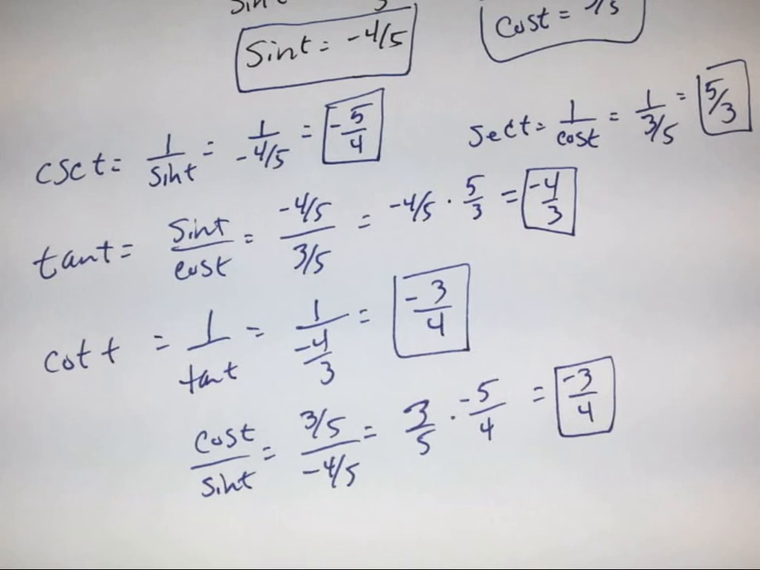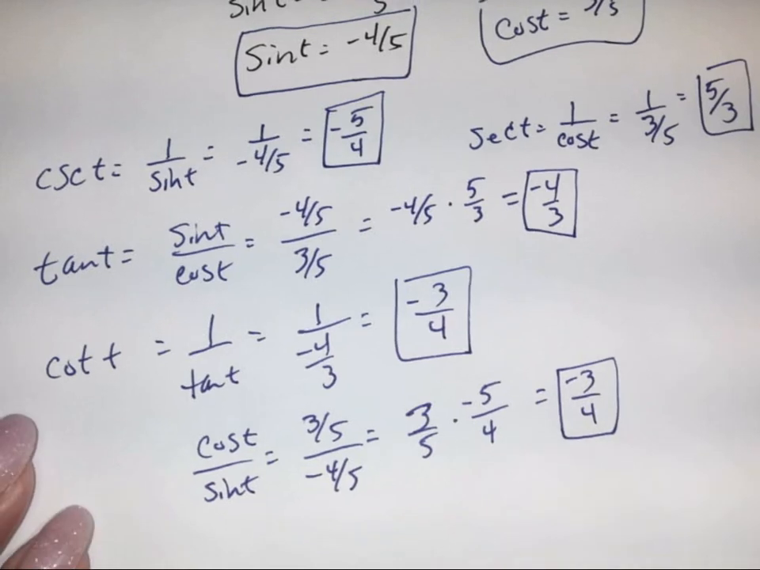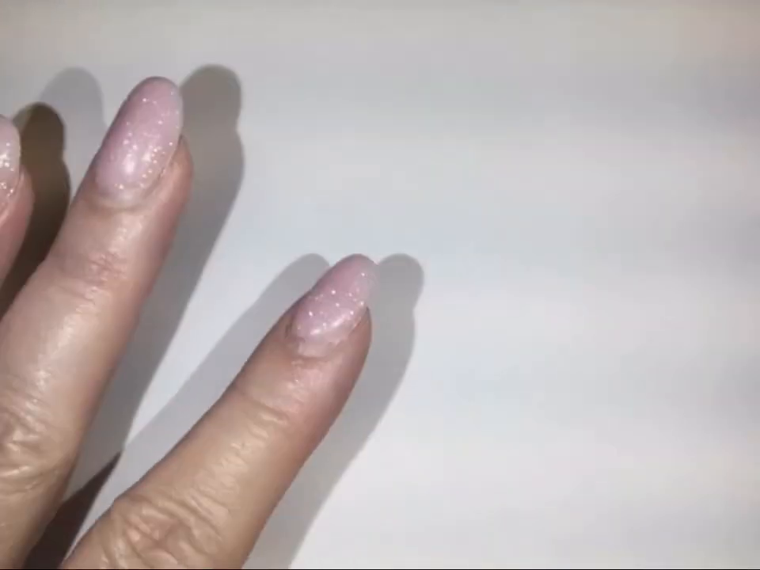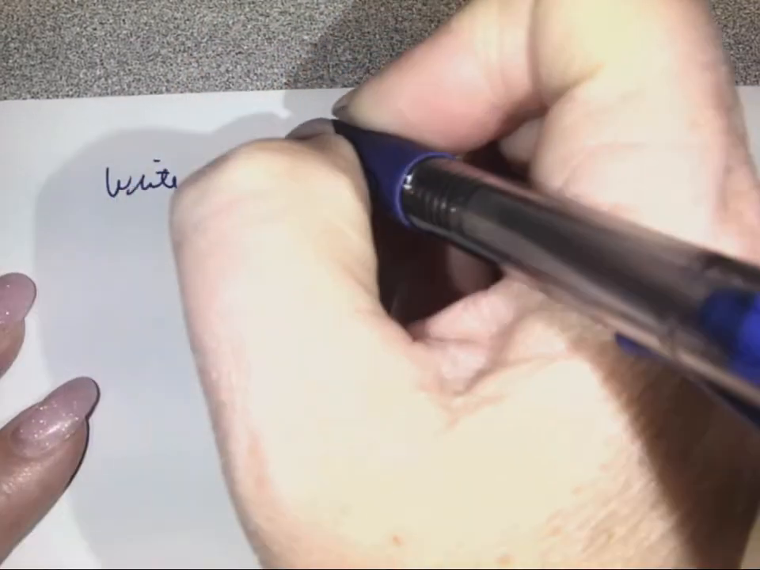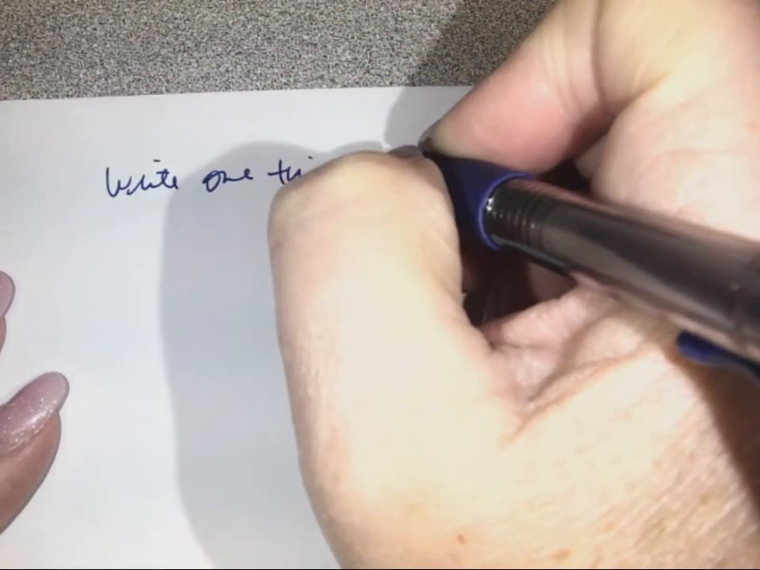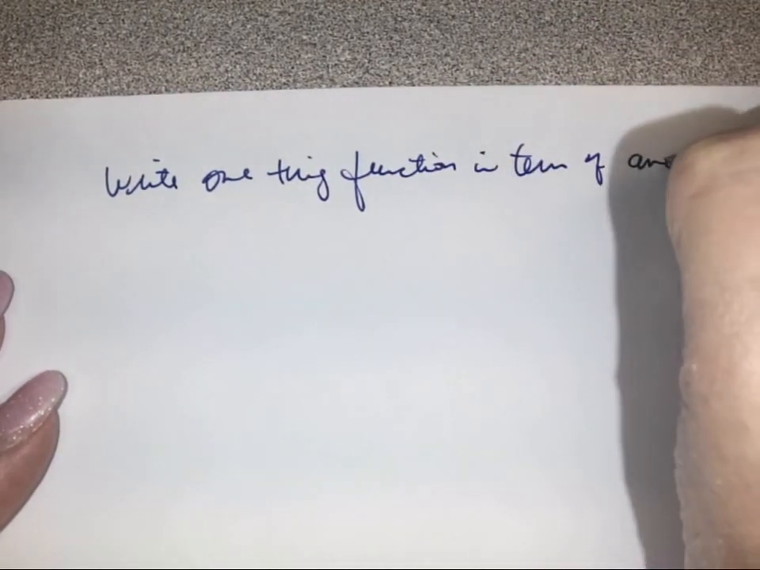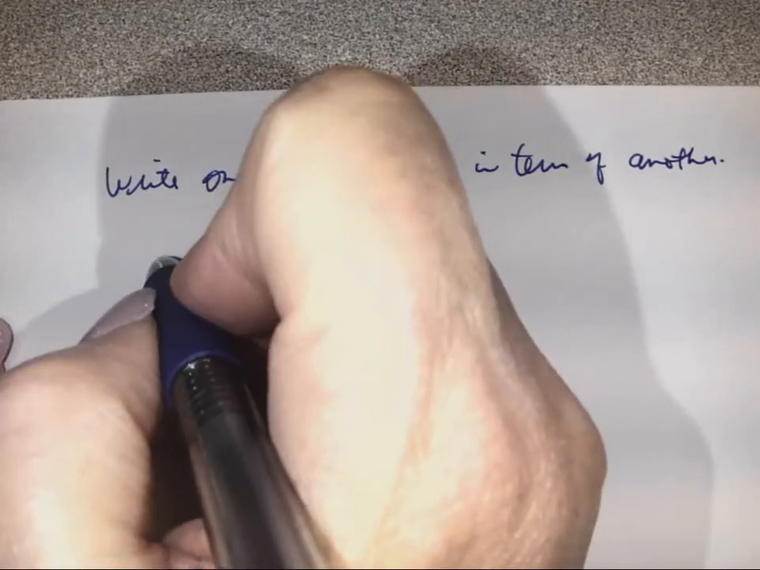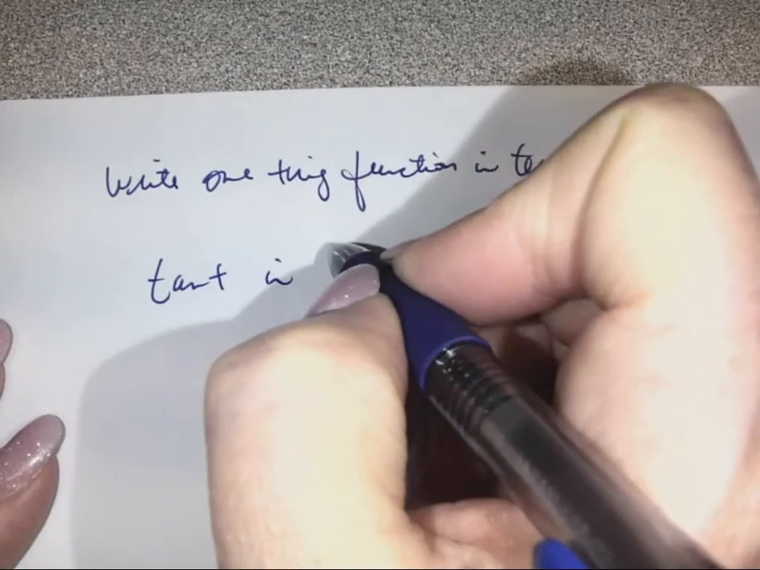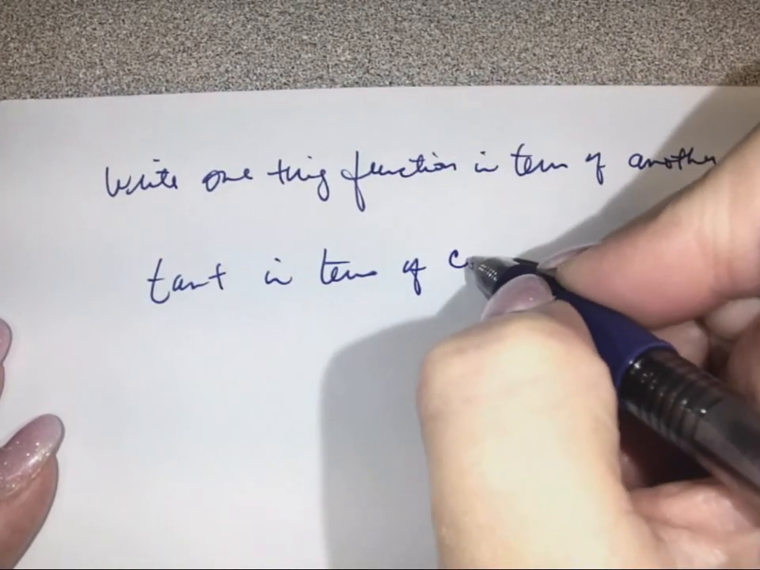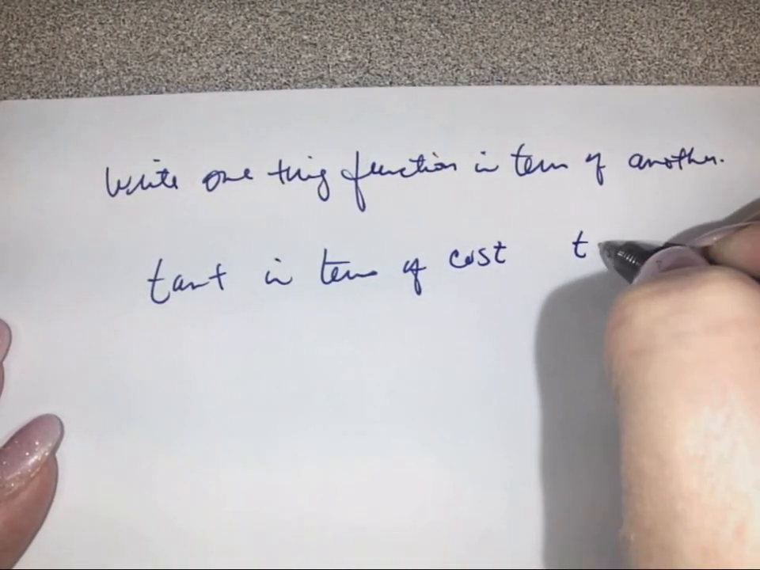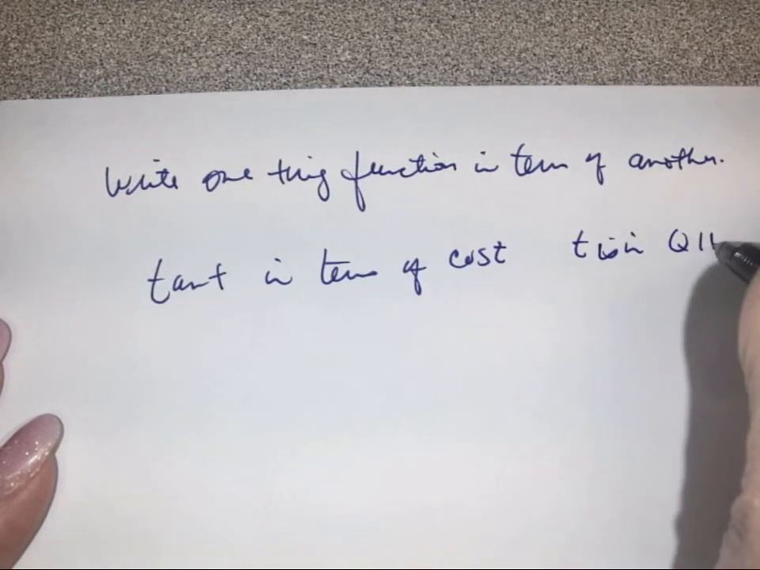Alrighty, the next thing we're going to do is write one trig function in terms of another. This is an important skill to learn because when we get down to identities, you're going to have to be able to do this. So we want to write tangent t in terms of cosine t. And we are told that t is in quadrant 3.